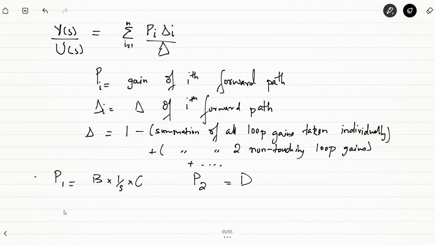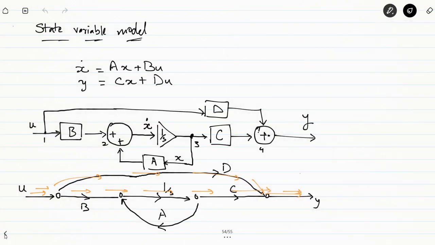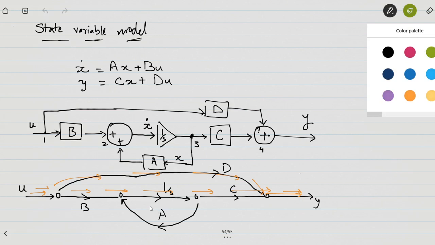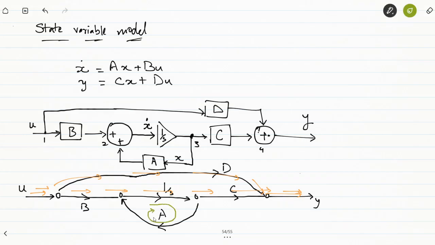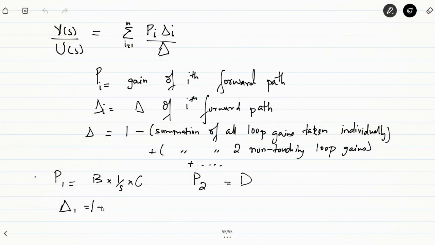Fine. And in a similar manner you will be having delta 1. Delta 1 will be 1 minus summation of all loop gains taken individually that are non-touching with this forward path. So with forward path number 1, there is no loop that's not touching with it. There's actually only one loop in this system, and that is this loop. With respect to path number 1, it's touching, so you cannot. So p1 delta 1 is only 1, fine.